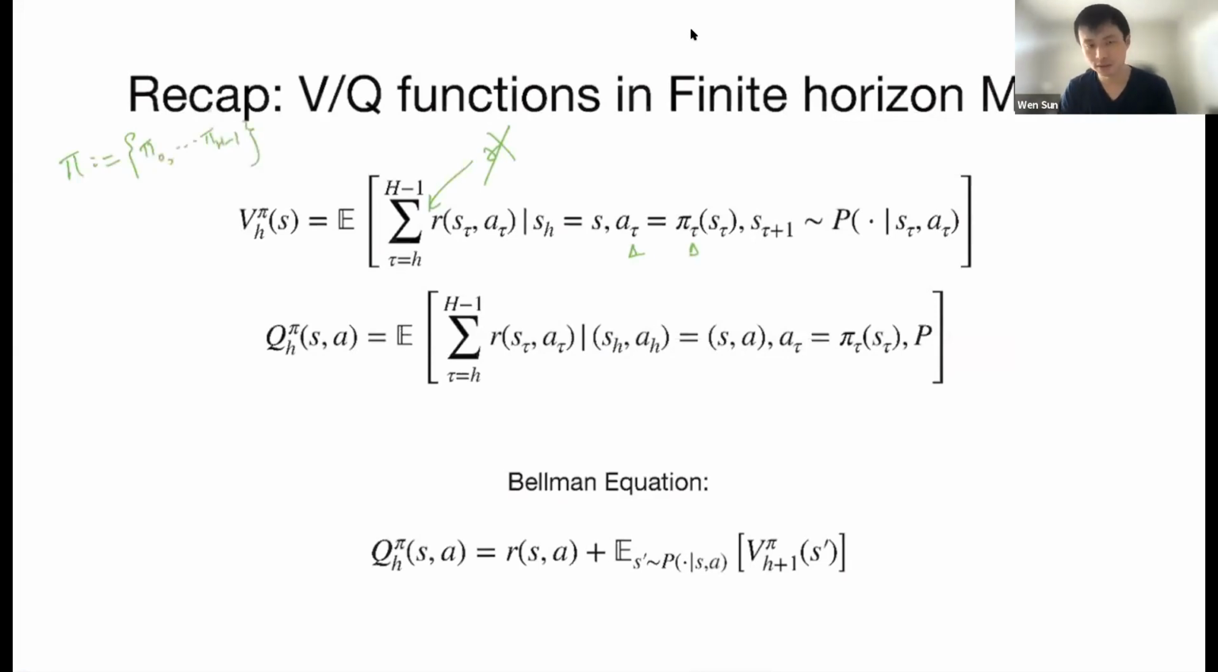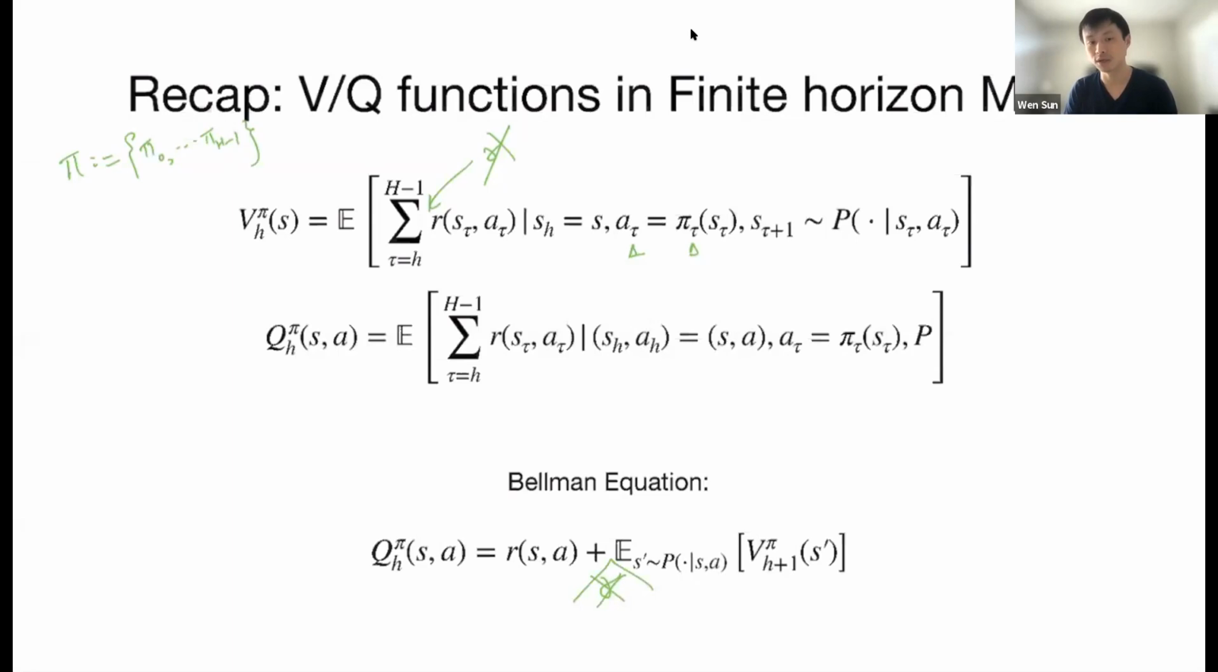Same for the Q function. At time step h at state s, you take action a first, and then you switch to policy pi for the rest of the time steps. And then we have a very similar Bellman equation, except now we don't have the discount factor anymore, because we don't care about discounting. We just want a straight sum over this finite number of steps.